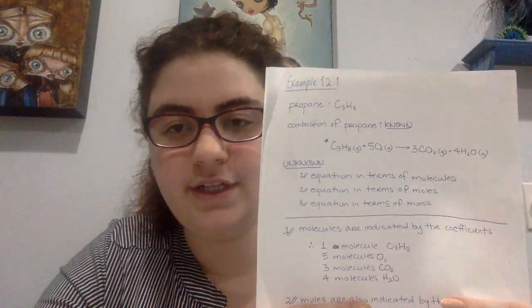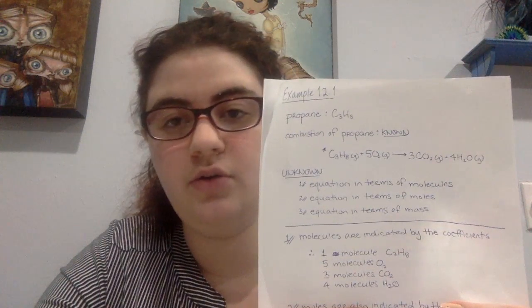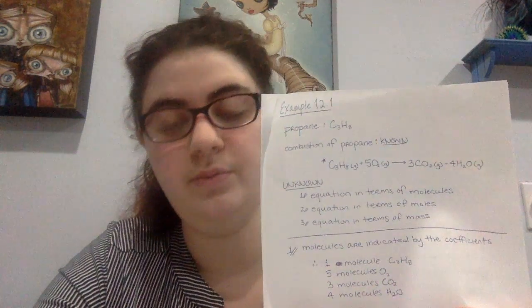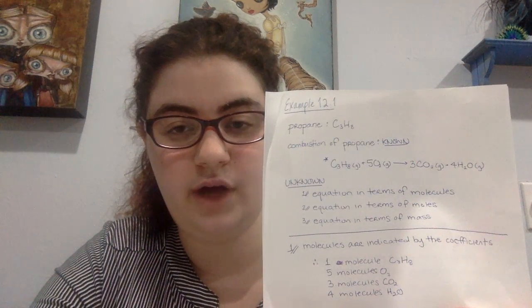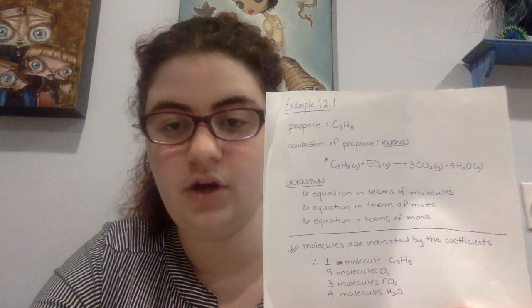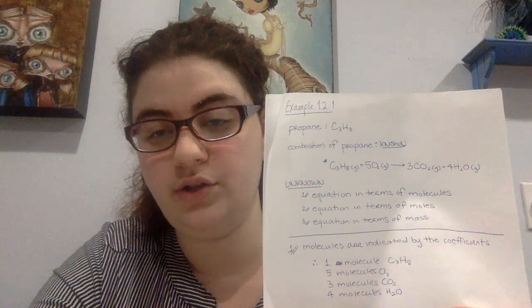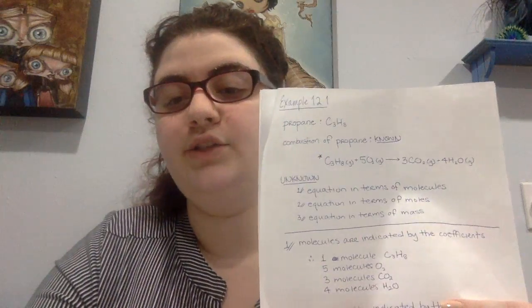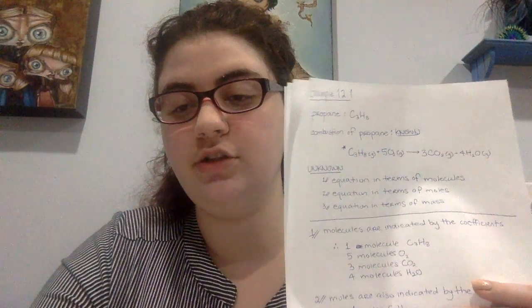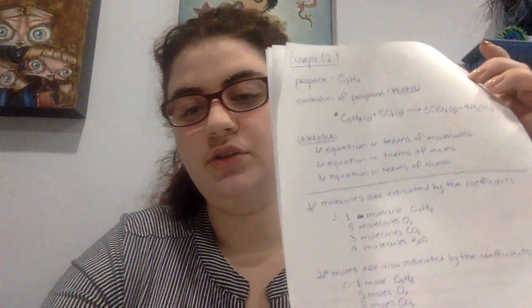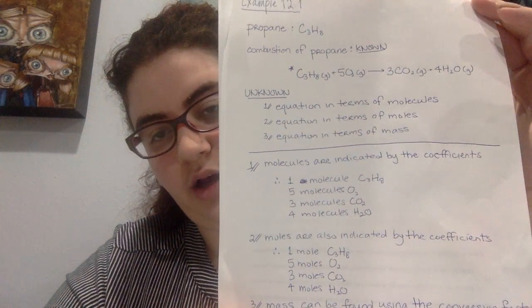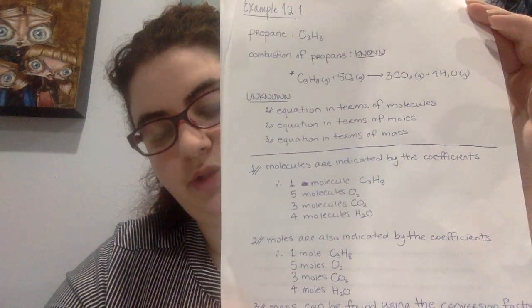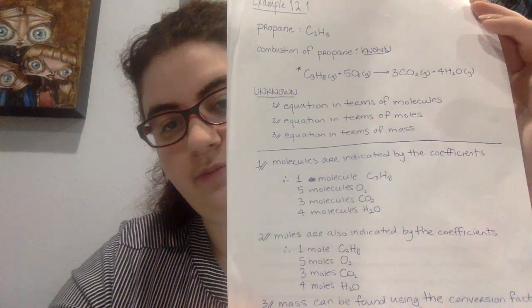Molecules are indicated by the coefficients. So when we look at the coefficients, we see that there's 1 molecule of propane, 5 molecules of oxygen, 3 molecules of carbon dioxide, and 4 molecules of water. The moles also are indicated by the coefficients, so we have the exact same breakdown. We have 1 mole of propane, 5 moles of oxygen, 3 moles of carbon dioxide, and 4 moles of water.